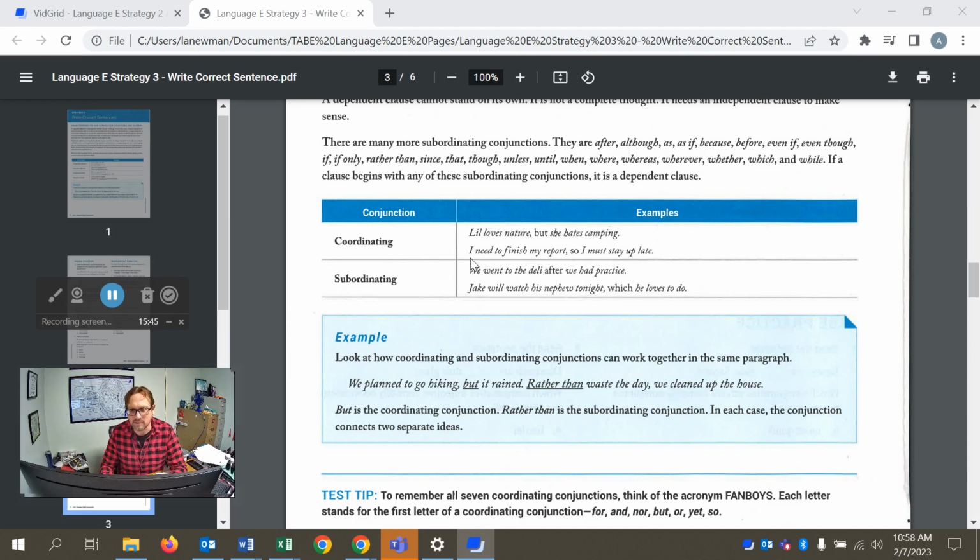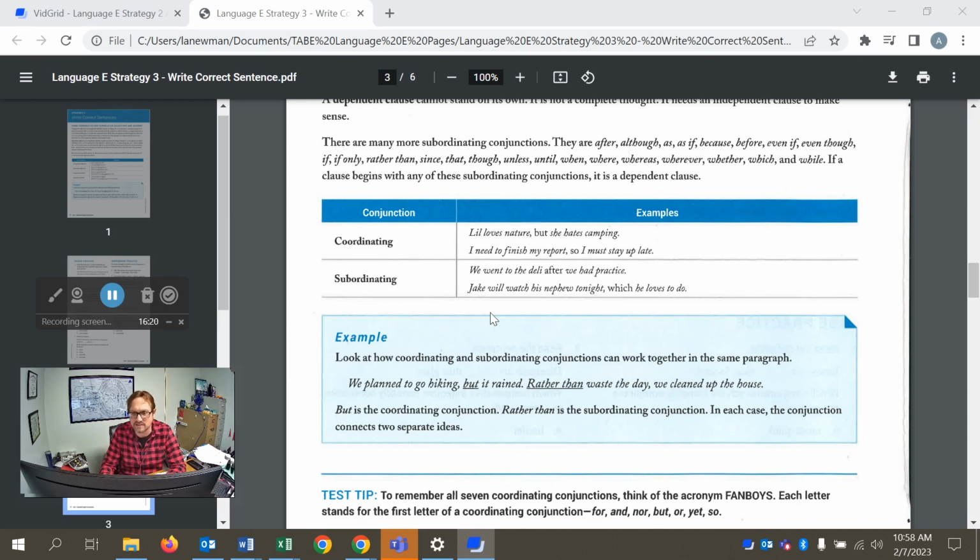All right, we have another example. I need to finish my report, so I must stay up late. This shows that one thing is the cause of another. There is the cause of a particular effect. So in our sentence, we have the subject I, and then the verb need. Our second part, we have the subject I and the verb must. So bringing these two clauses or sentence parts together requires the comma and the coordinating conjunction.